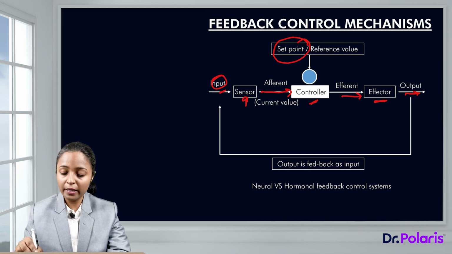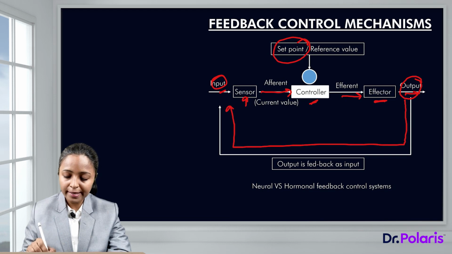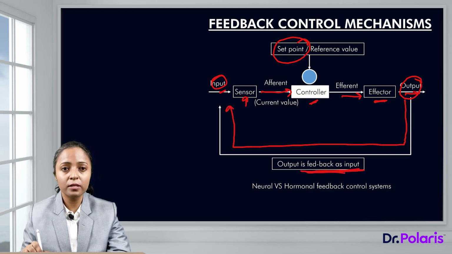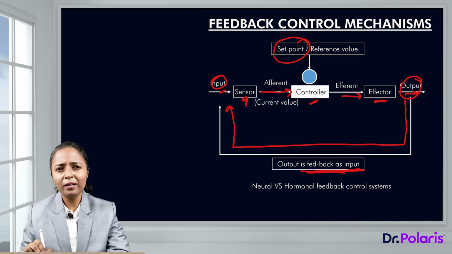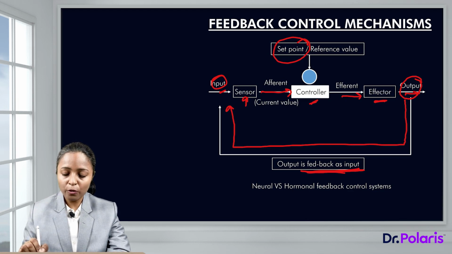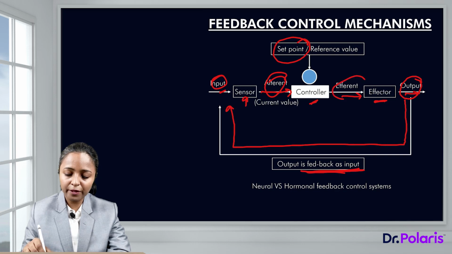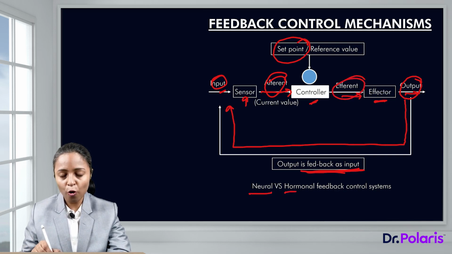So the sensors will again sense this output, because the response is going to change the current value of the variable, isn't it? So what is happening? The output is fed back as input into this system. That is why the name feedback, right? Because the output is being fed back as input into the system. So it is not a one-time process. It is a continuous process so that the system is able to monitor the value of the variable continuously. Now, these afferents and efferents can be either neural or hormonal.